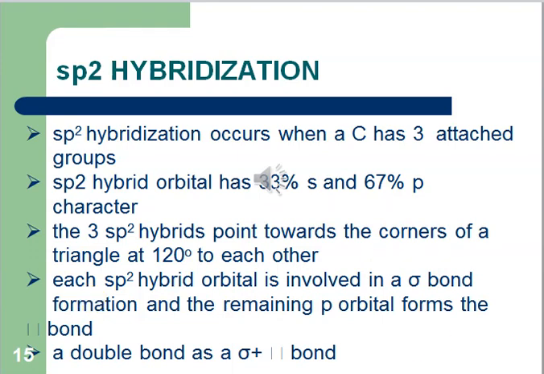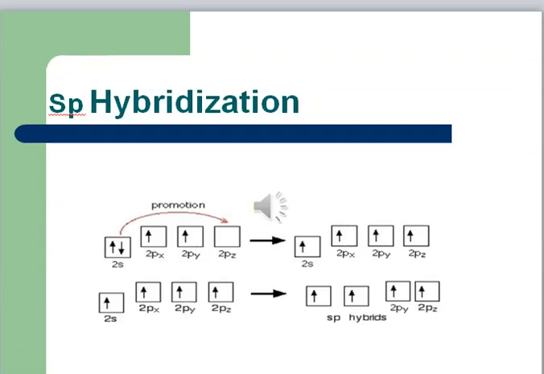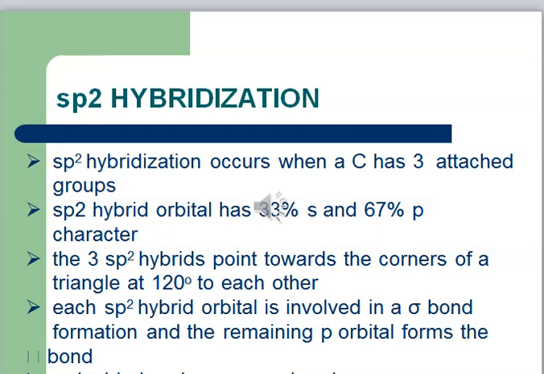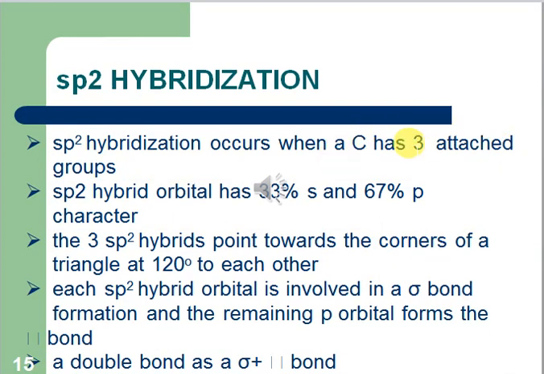So again we have a summary for sp2 hybridization. Sp2 hybridization will occur when a carbon has three attached groups. When you see the carbon has three bonds, always remember that it should be sp2 hybridization. In sp2 hybridization, we have 33% s character and 67% p character. Here you can see the s character has increased from 25 to 33%. It means that this has more spherical character. Since there's more spherical character, it means more overlap and the bond should be stronger.